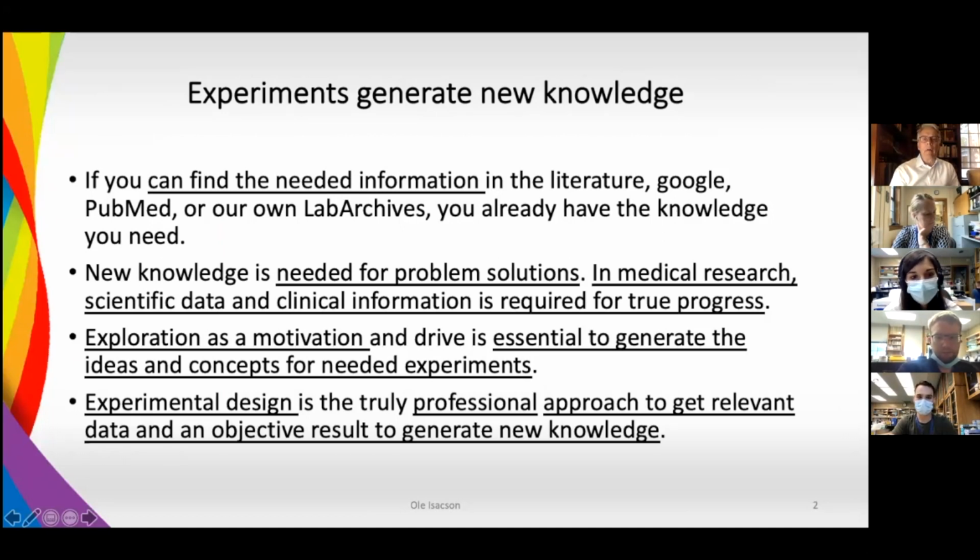So experiments really are there to generate new knowledge, and knowledge as such is actually a field. It's called epistemology, but knowledge is debated by philosophers and so on and so forth. But in really pragmatic terms, if you can find the information that you seek in the literature, Google, PubMed, or our own lab archives, our data vault, you really already have the knowledge you need. And I think it's a practical first quest: is the question I have really something that requires an experiment?